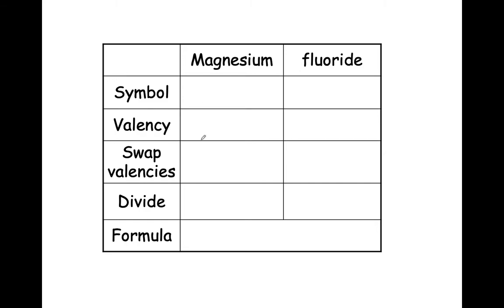What about then magnesium fluoride? So magnesium has the symbol Mg. Fluorine has the symbol F. Magnesium is in group 2 of the periodic table, its valency is 2. Fluorine is in group 7, its valency is 1. We are then going to swap our valencies around, like so. We cannot make these numbers any smaller, so they remain as 1 and 2. And that gives us the formula MgF2.